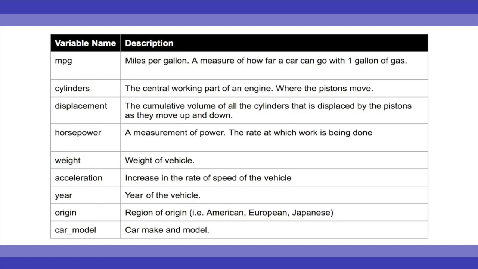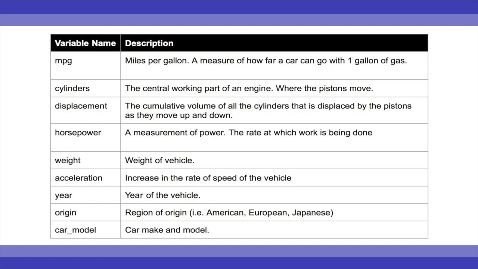Our dataset contains 9 variables, and it's composed of variables such as MPG, which is the miles per gallon, a measure of how far your car can go on 1 gallon of gas. There's also cylinders, which is a central part of an engine where the pistons move. There's displacement, the cumulative volume of all cylinders that is displaced by the pistons as they move up and down, whatever that even means. We have horsepower, which is a measure of power. This is the rate at which work is being done.